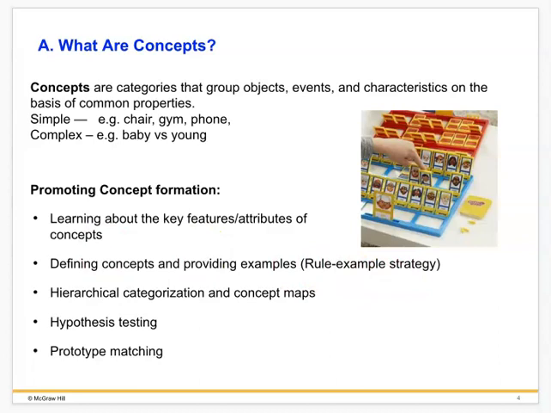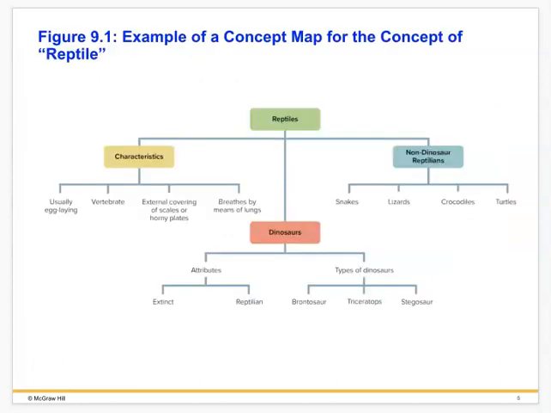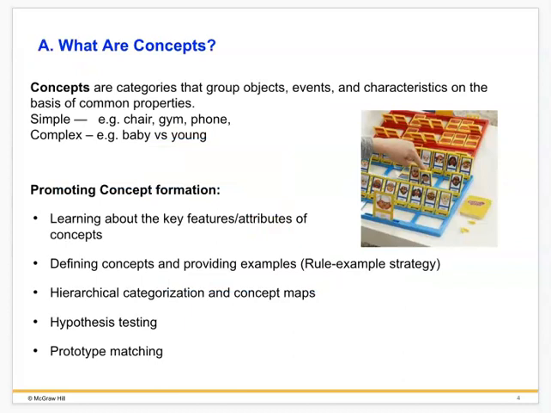So the rule example strategy is basically this. This is what you're creating, okay? So the first thing you're going to do is define the concept. Pick any concept and define it, what it is and what it is not. And then the second part, clarify the terms in the definition.